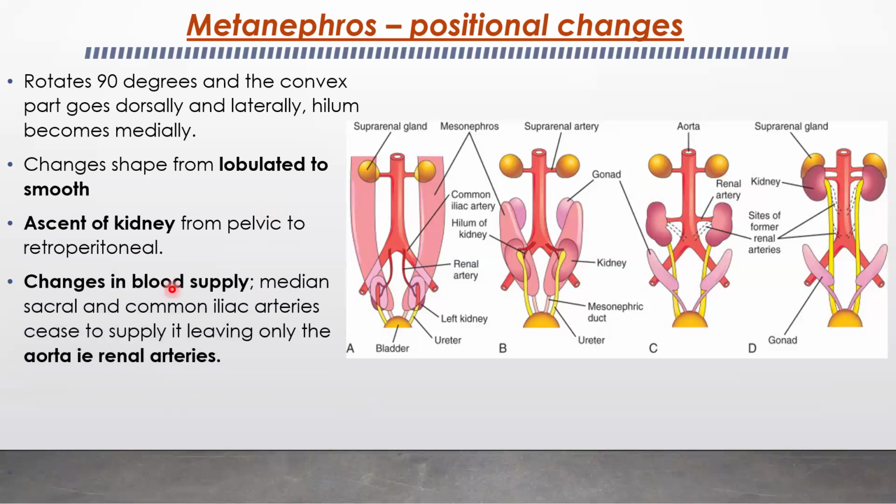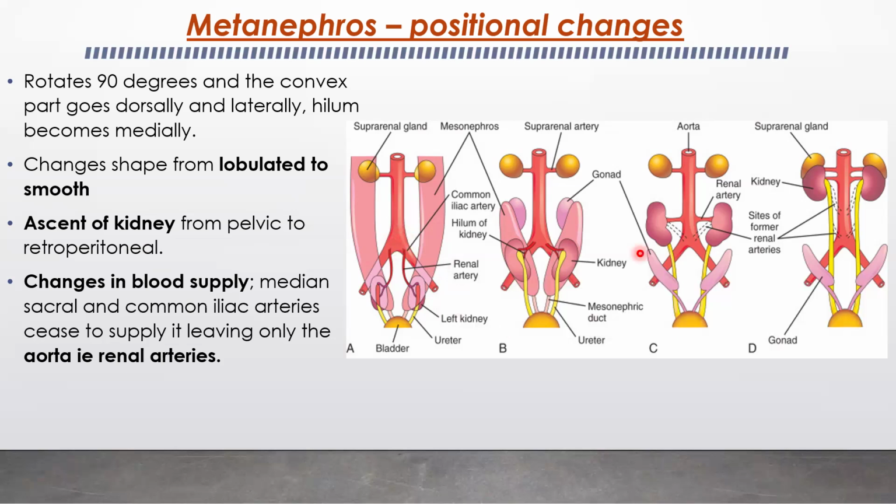So they'll ascend from the pelvic region and go up to the abdominal region where they are actually retroperitoneal. And then also you have changes in blood supply. Usually it starts with the median sacral in the pelvic region. Then we ascend to internal iliacs, common iliacs. Then you go to the abdominal aorta. So ideally, that is where the renal arteries come from embryologically. And we'll have now the final renal arteries coming from the abdominal aorta.